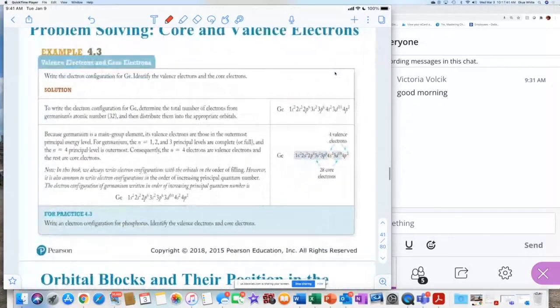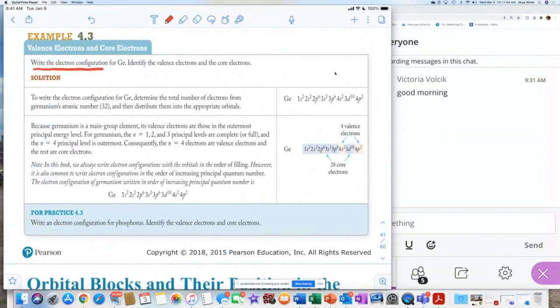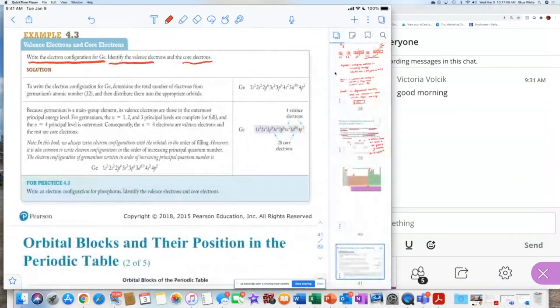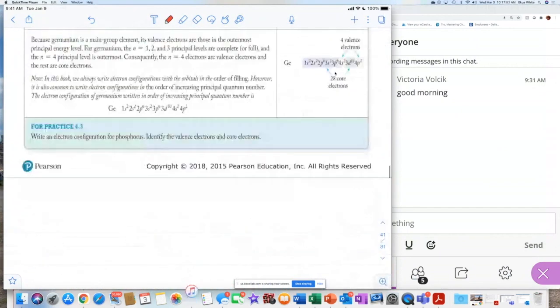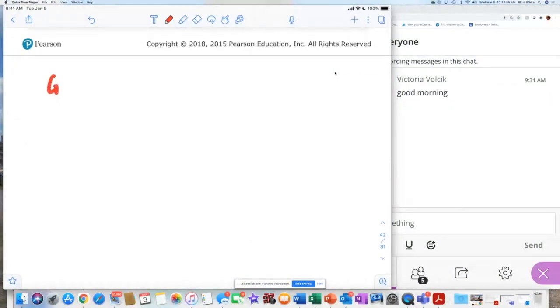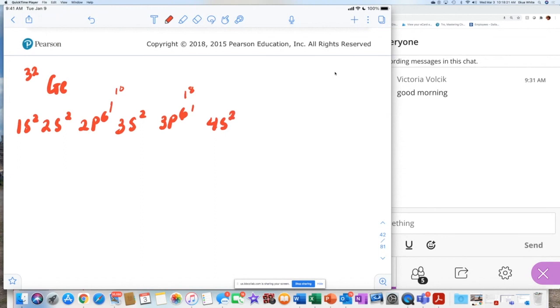Oh, okay, so this problem here is saying write electronic configuration for germanium, Ge. Identify valence electrons in the core electrons. Okay, once again, new page for that. Germanium, let me find it right here. Ge, number of electrons, 32. Okay, so 1s2, 2s2, 2p6. Now I'm looking at a periodic table as I go through this. 3s2, 3p6. Now I'm on argon, right? This is 10 electrons here. I'm at 18 electrons. I keep going. 4s2. This is at 20 electrons.